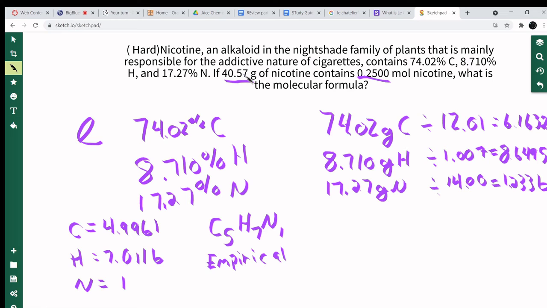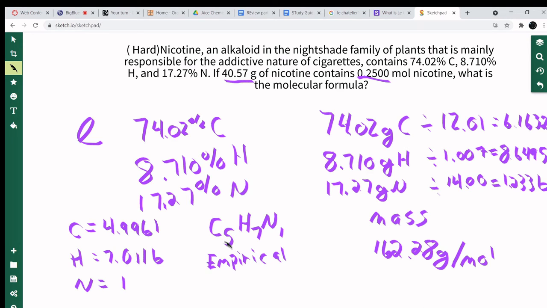So 40.57 times 4. And the mass of nicotine is 162.28 grams per mole. We'll then see how much this one weighs.